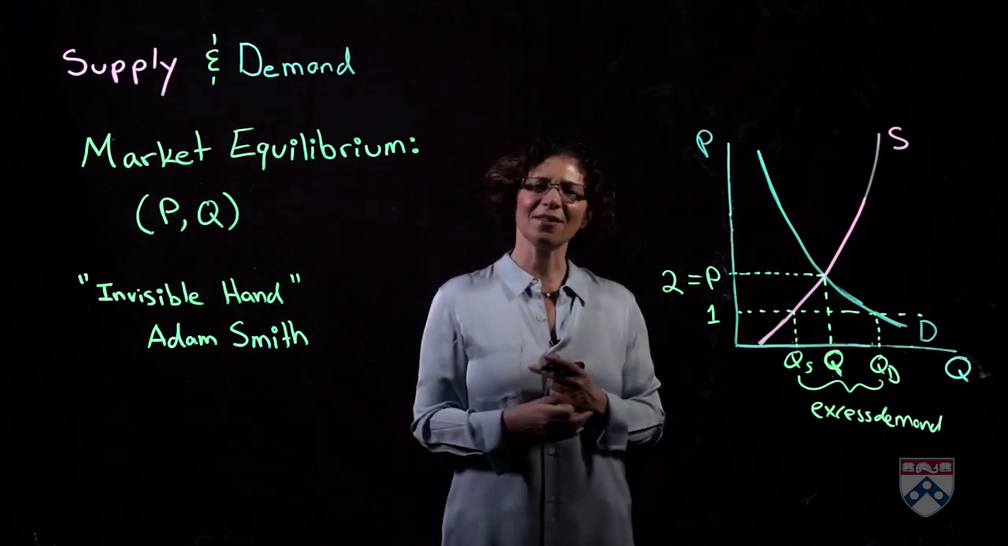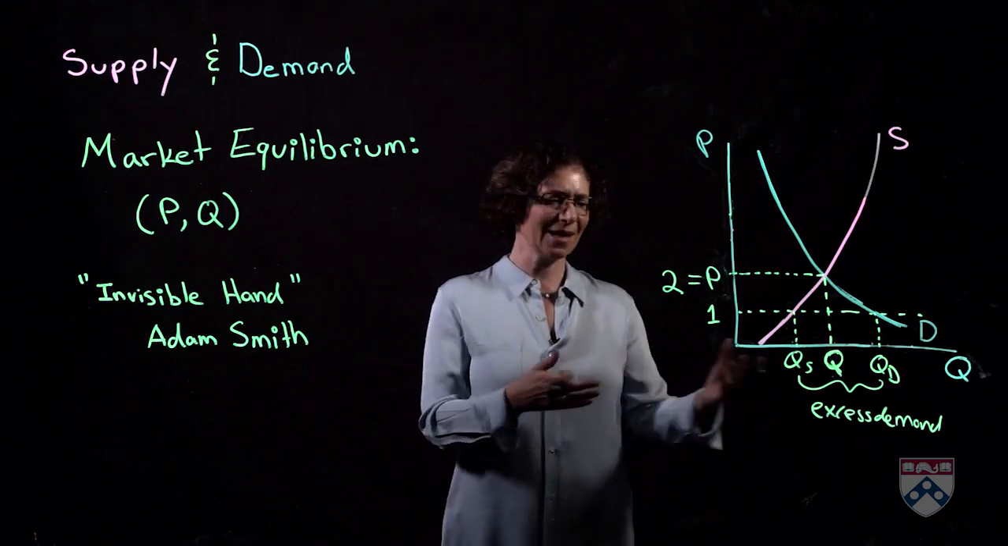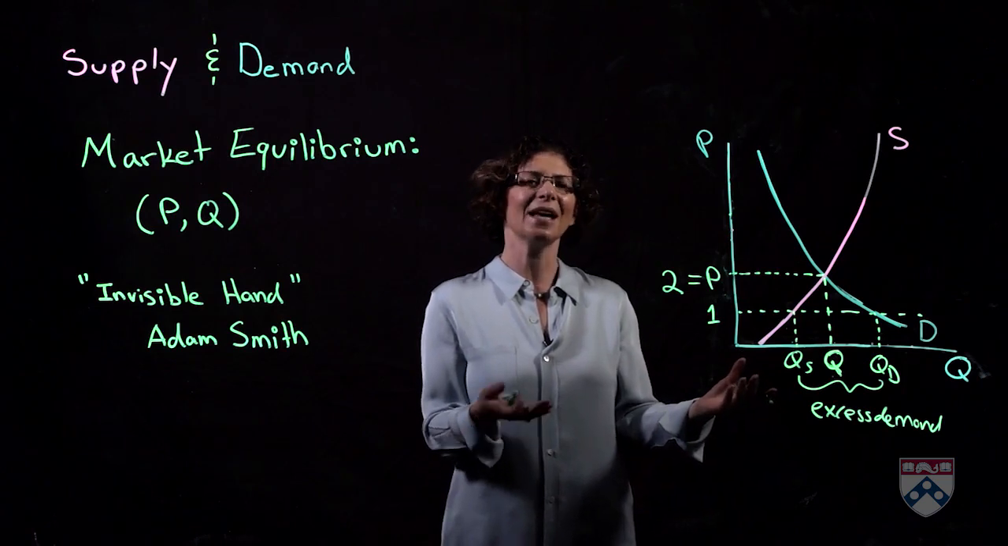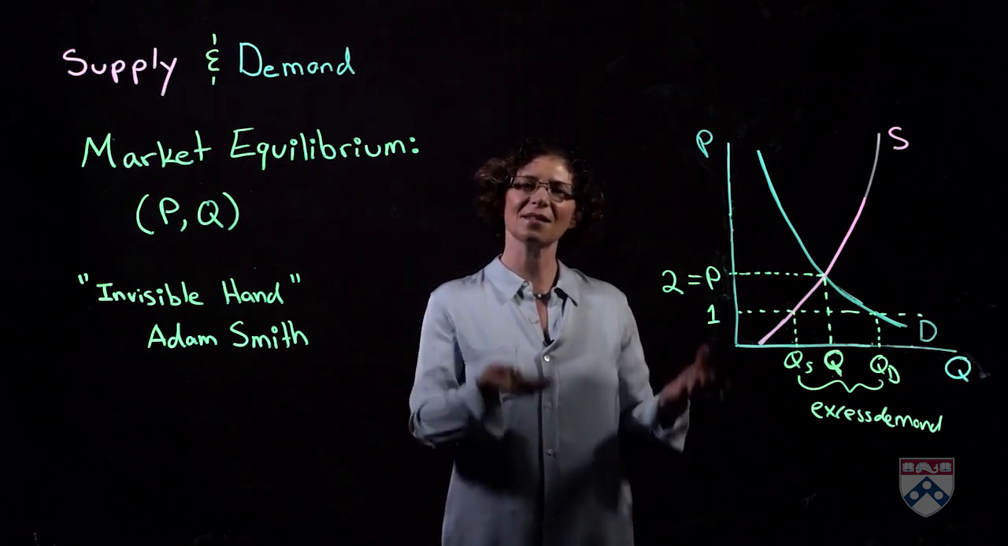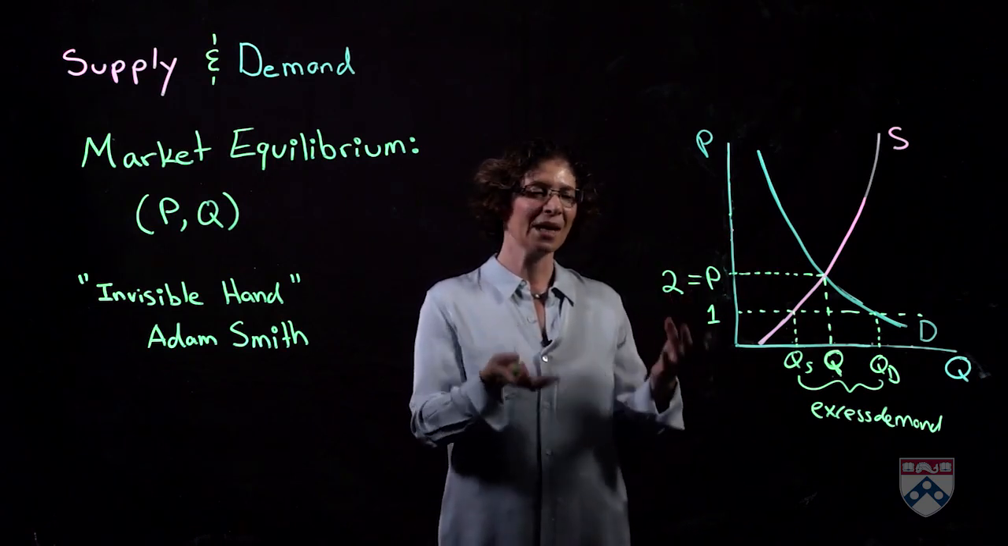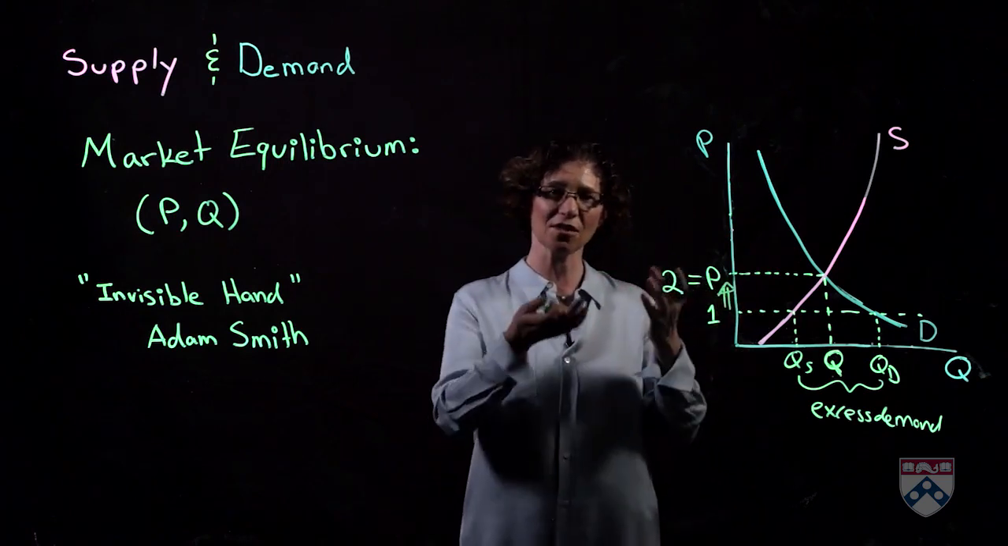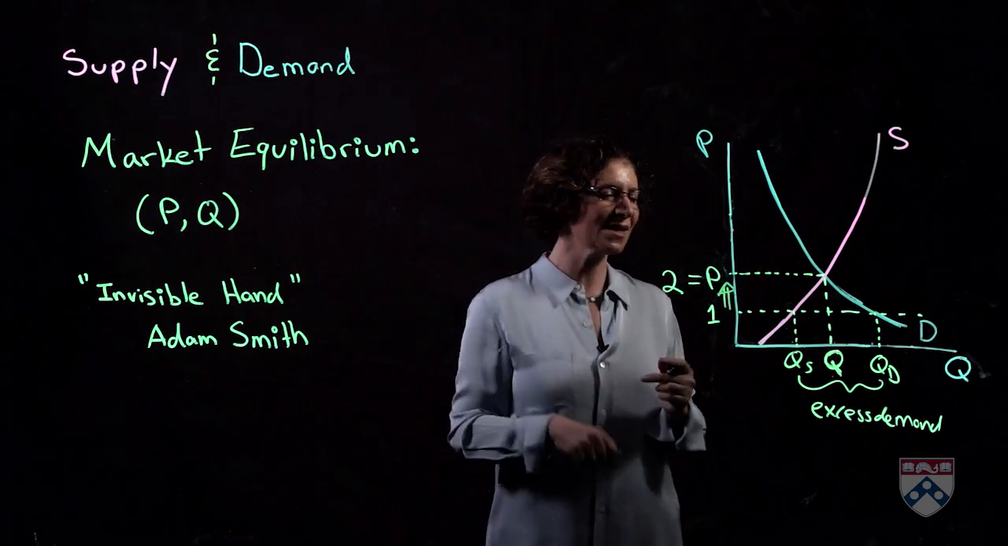And because of that, the firms will realize that there's excess demand and that people really want the product that they have. And as a result, they'll start raising the price of eggs. And as the price of eggs starts to go up, as it converges towards an equilibrium, two things happen.